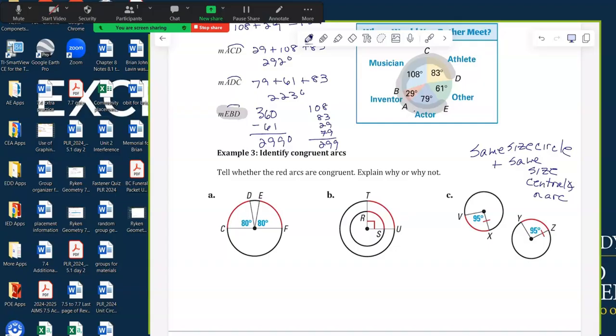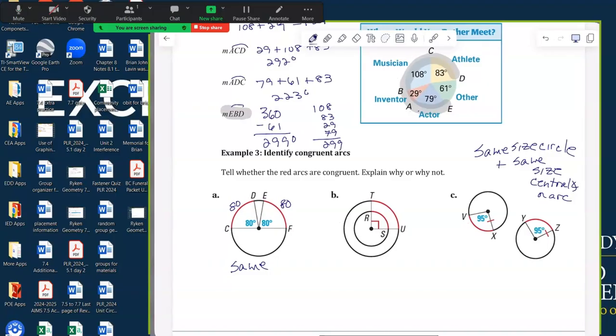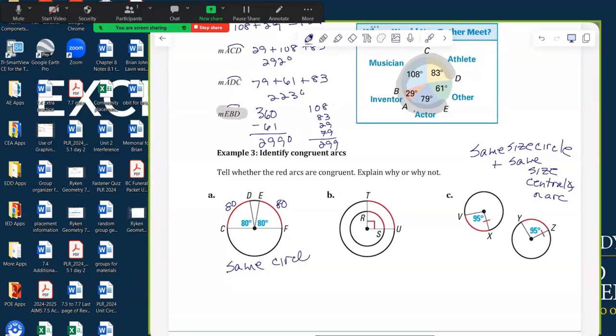So they want to know if the red arcs are congruent. So I see them in the same circle. So here, if this is 80, this is 80. If this is 80, this is 80. So I'm in the same circle, and I have the same central angle. So yes. So I'm going to say arc CD is congruent to arc EF.